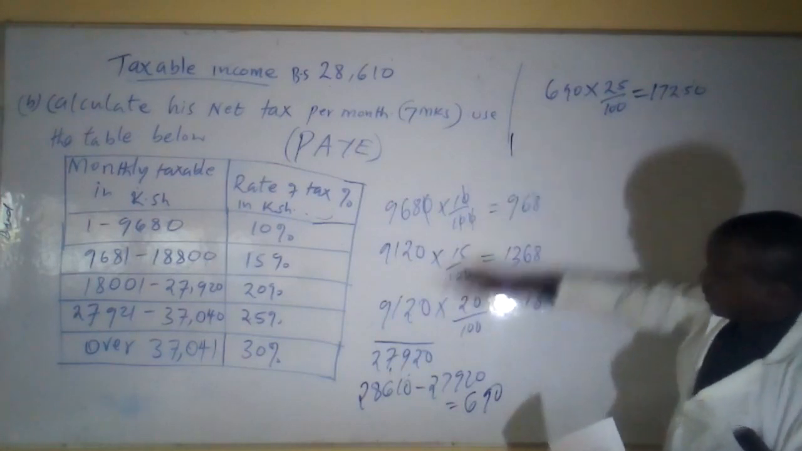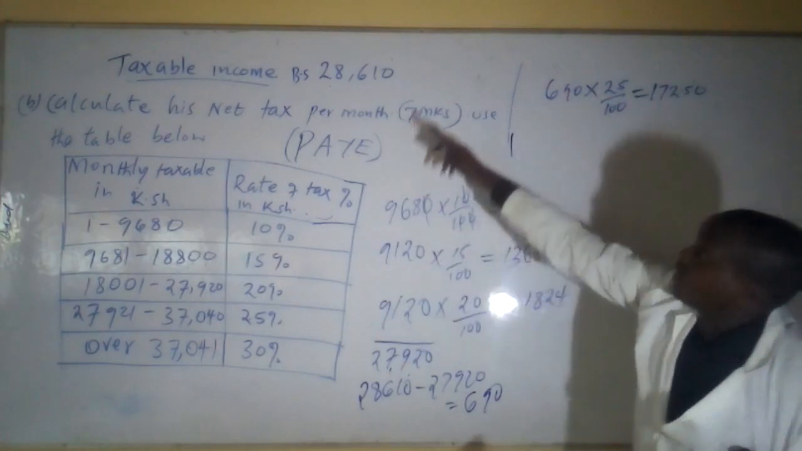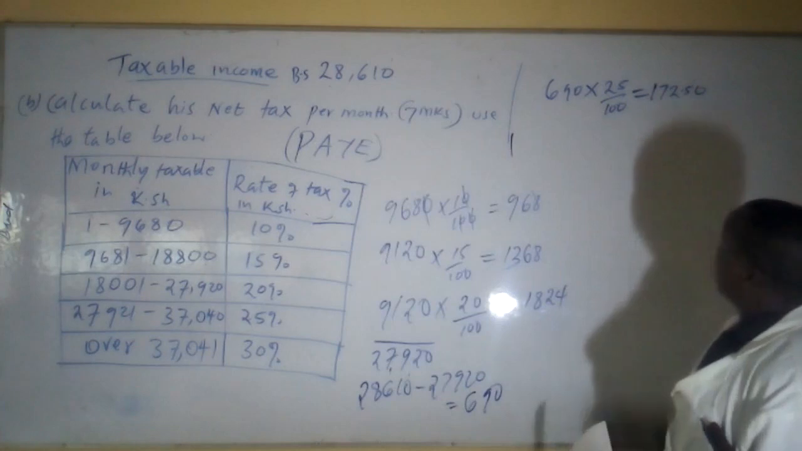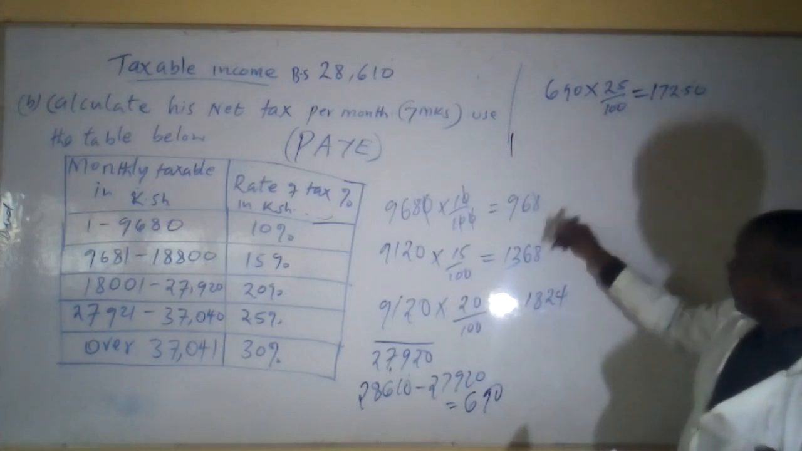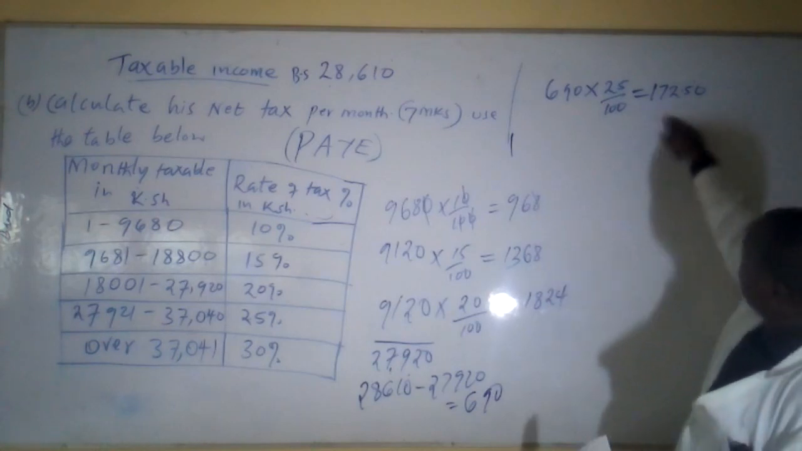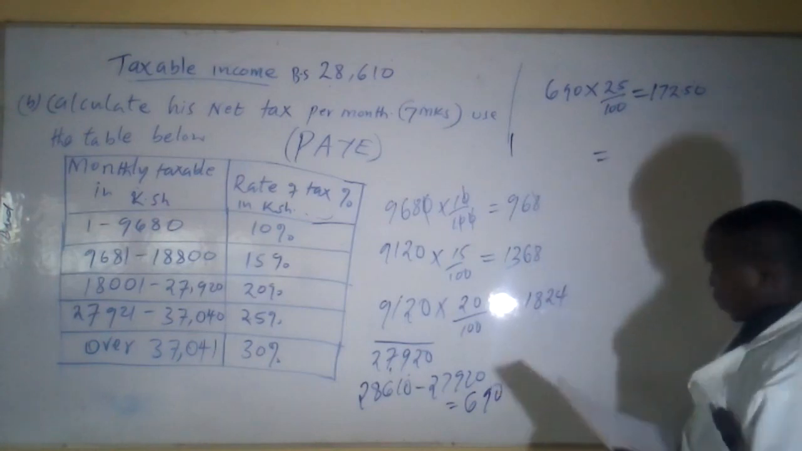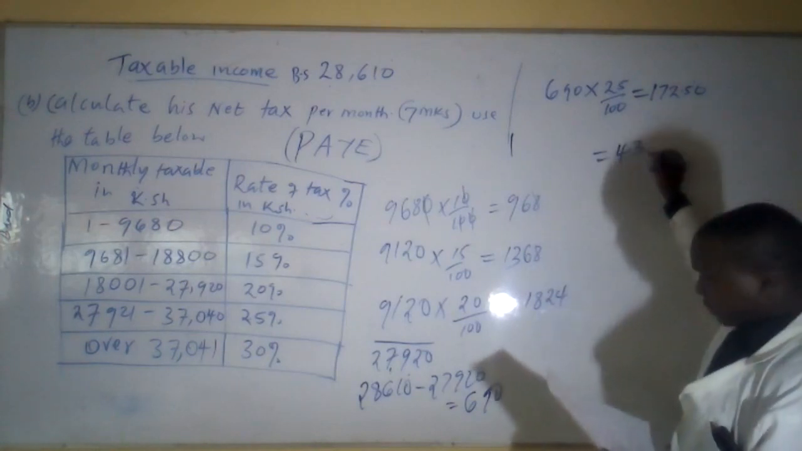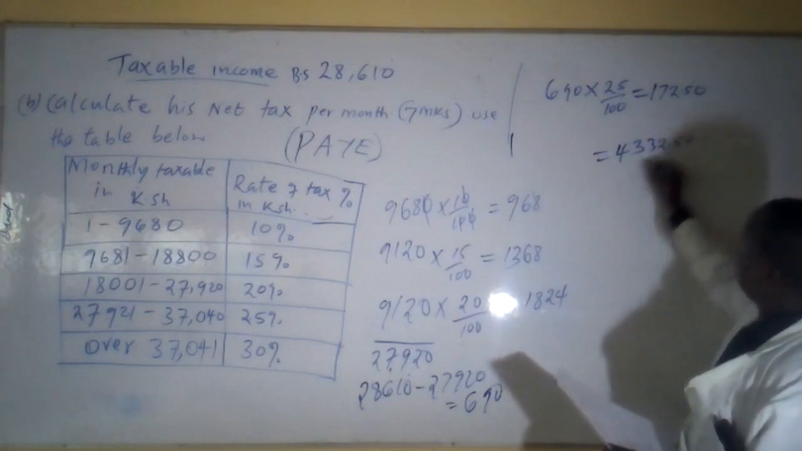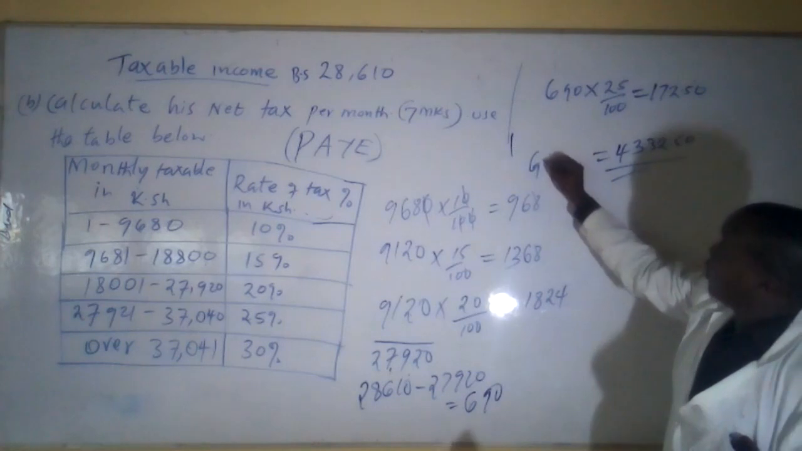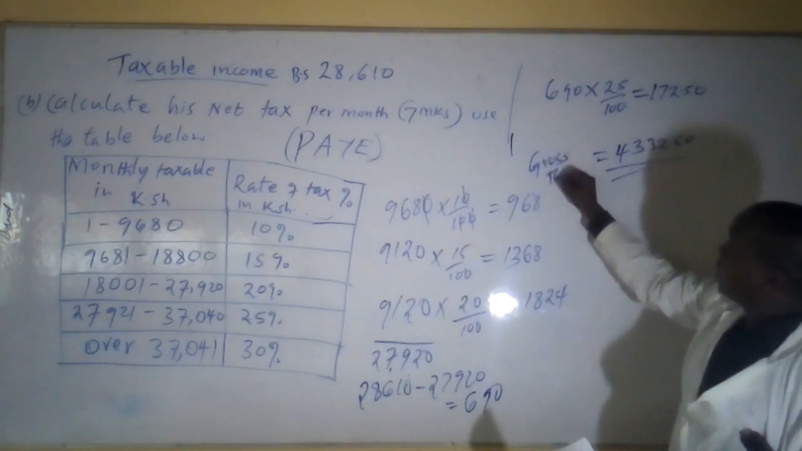If you add these amounts, it should give us our taxable income. Now what we want to do is to add the total tax. This is the tax, so we add. If you add everything, we will have 4,332.50. This one is called gross tax.